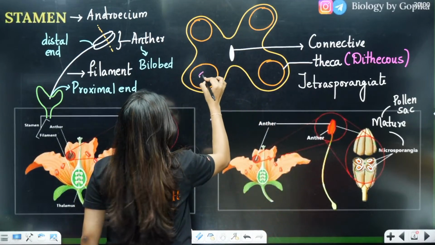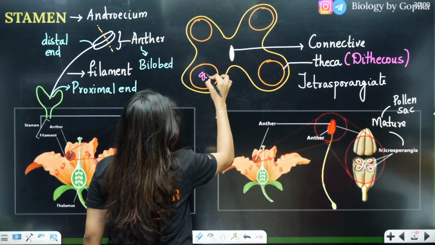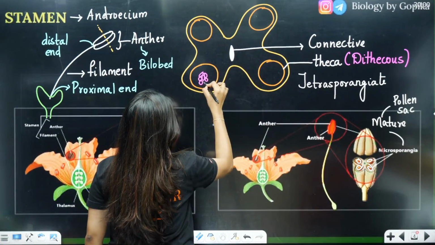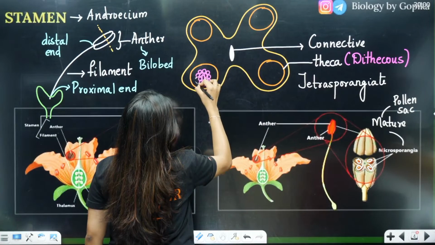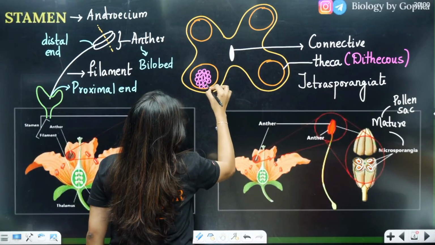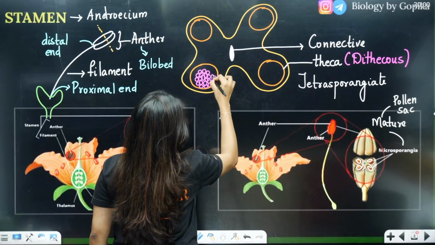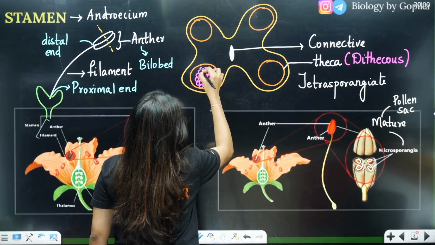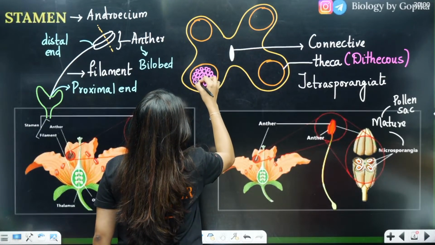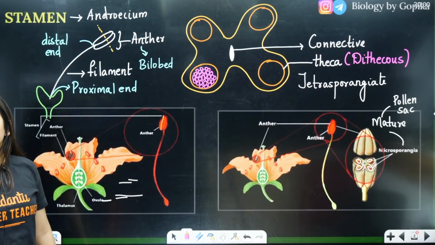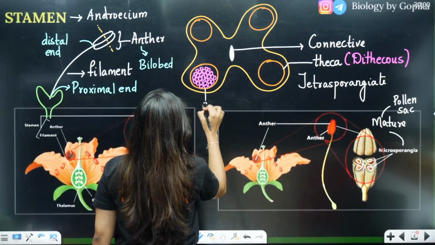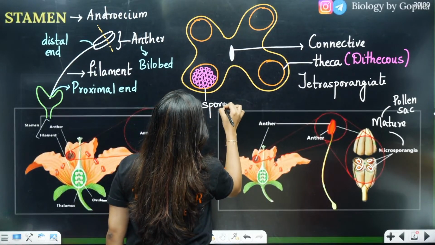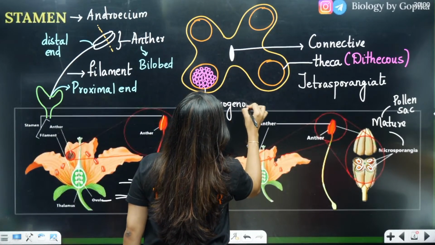Now, remember, in the center of this microsporangium there is going to be a set of cells, which are called sporogenous tissue. These tissues are capable of becoming your pollen mother cell or microspore mother cell. This center portion will be filled with the sporogenous tissue. This is your sporogenous tissue.